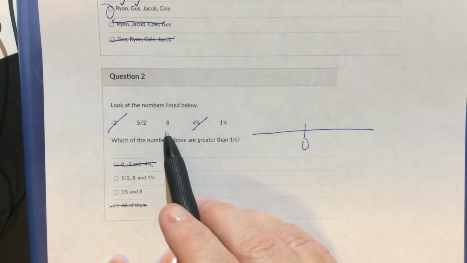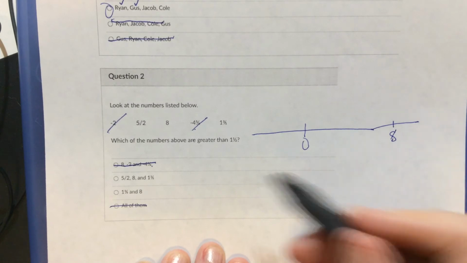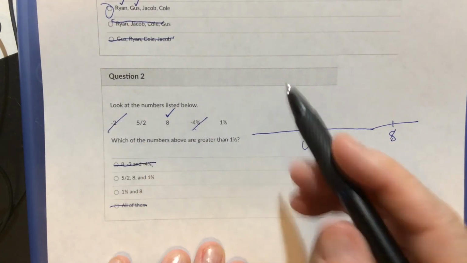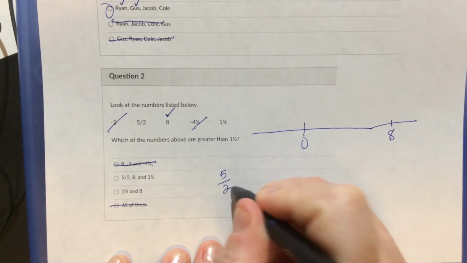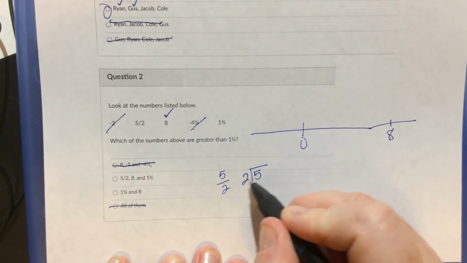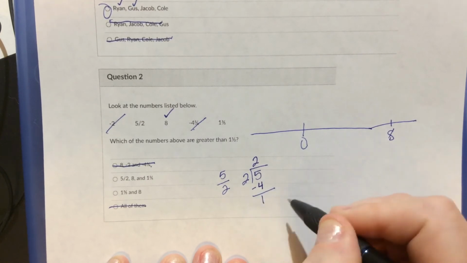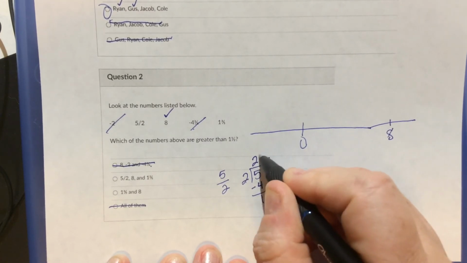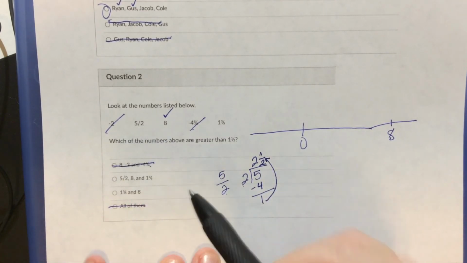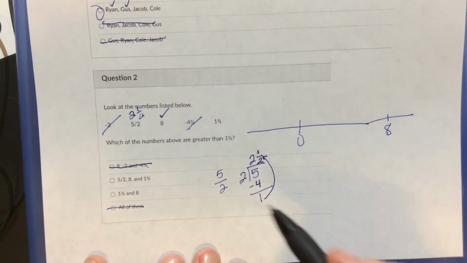So now let's look at these. 8 is definitely going to be way over here. Now let's look at these. 5 halves. That is improper, so we can divide. Top dog goes in the house. 2 times 2 is 4, and I subtract and get a 1. That 1, remember, becomes the numerator, and your denominator stays the same, which is 2. So this number here is the same as 2.5. Is that greater than 1.5?